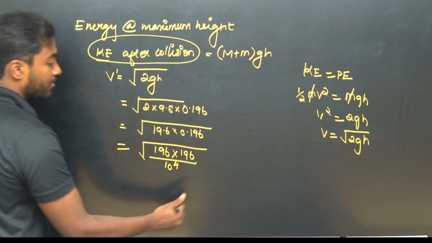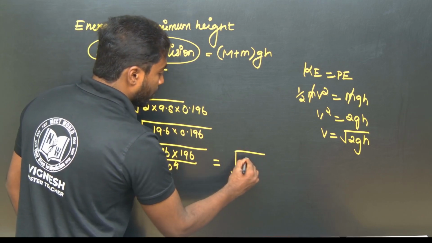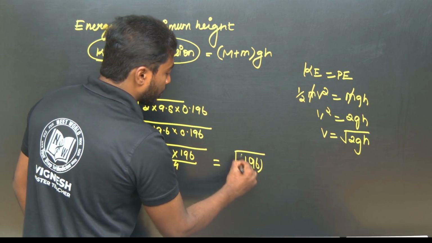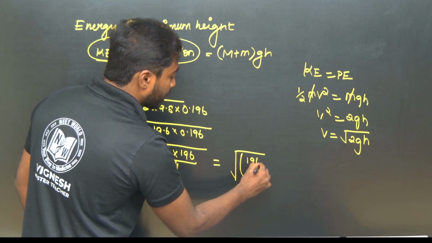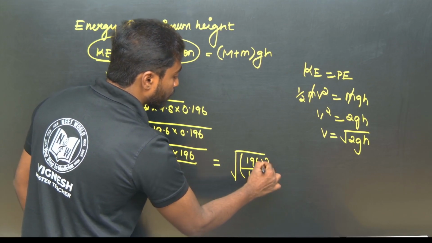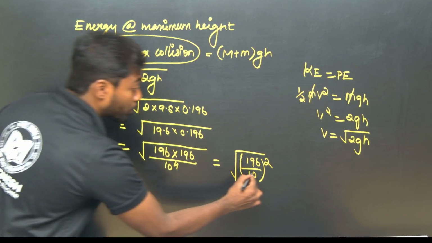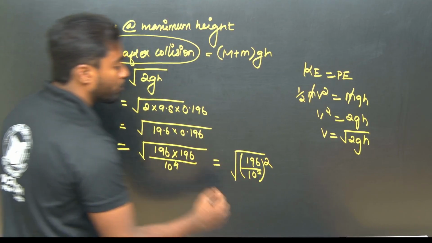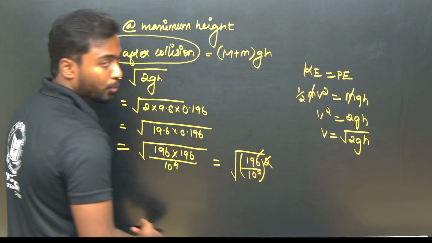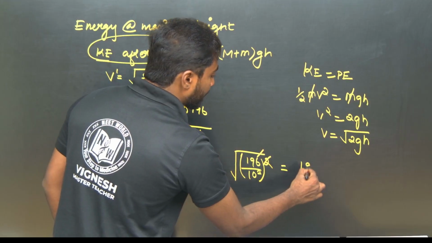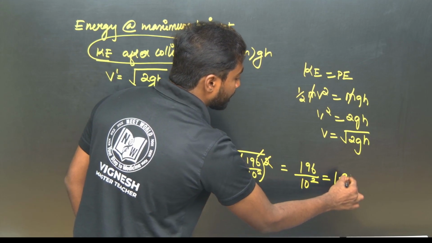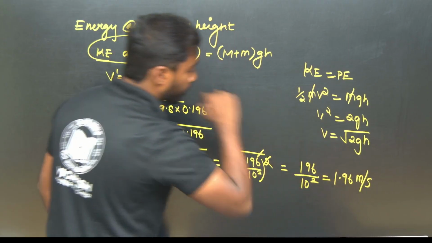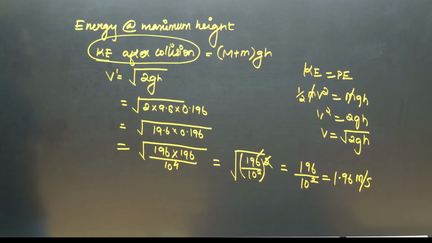So under root of 196 whole square, or I can write it like this, 196 divided by 10 the whole square, 10 power 2 the whole square. So square and root will get cancelled out. So 196 divided by 10 power 2, which is nothing but 1.96 meter per second. Done. This is my final velocity.